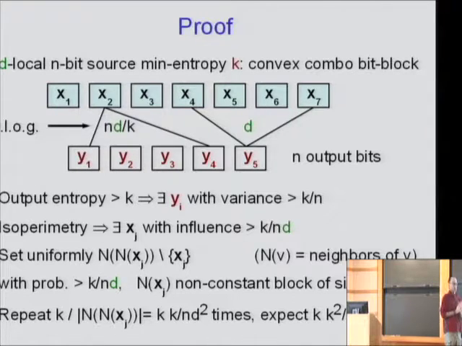So why is it a bit block source exactly? What's alive? You have a bit which has high variance here, and so there's an input bit here which has high influence. So you leave it alive, and I fix the stuff here, that's everything in its neighborhood of neighborhood. This is a bit that will occur at most nd over k times somewhere.